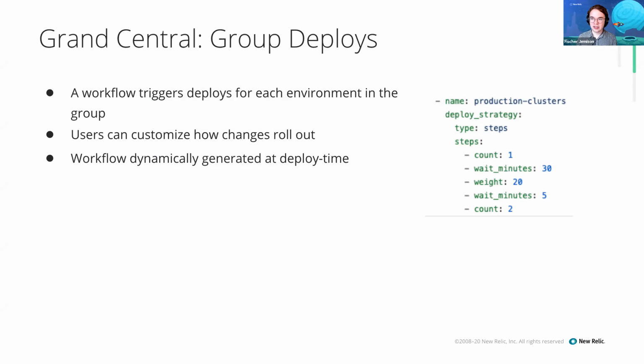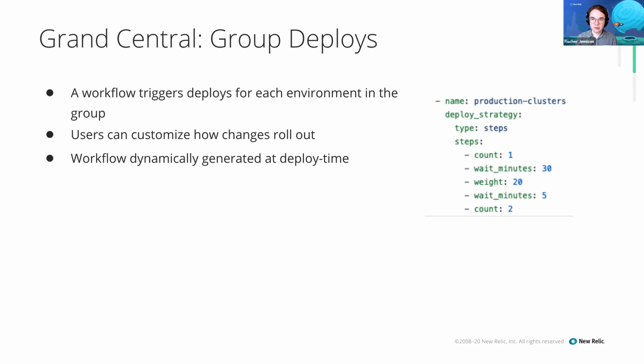So people can define, for example, like in this screenshot, I want to deploy one environment, wait 30 minutes, deploy 20% of my environments, wait another 5 minutes, deploy 2 more environments, and then deploy the rest of my environments. And that's kind of a contrived example, but just showing all the options that people can do here.